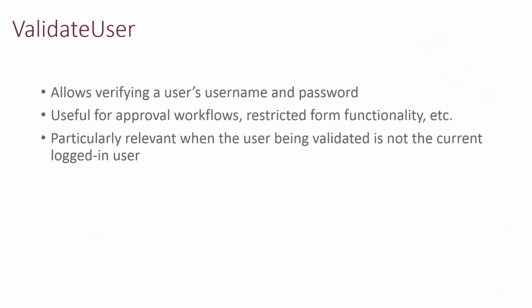So you'll have them type their username and password into a couple text boxes. You'll typically want to have the second text box, the password text box, obscure the password in some way, either by making the color the same as the background or by using some sort of wacky font. Now this is useful for approval workflows, for restricting users from certain areas of the form and things like that. And this is particularly relevant when the person using the form might not actually be the person logged into the machine.